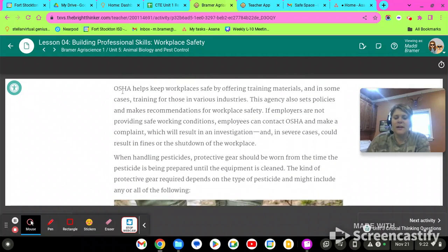So OSHA, that's their job, is to keep everyone safe. A lot of people give OSHA a bad rep just because they make them do all of these trainings and just protecting themselves as a company, but there is a reason for it, and it's because the agency is to set policies for workplace safety.